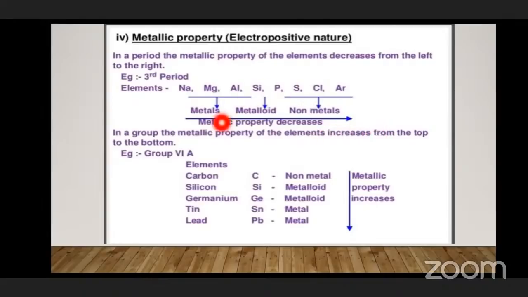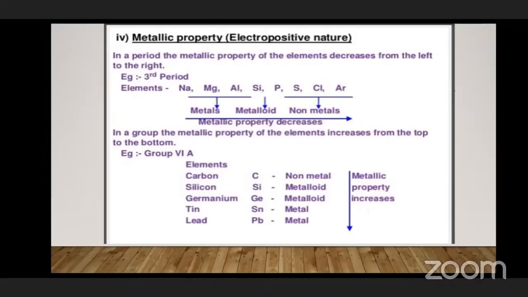So finally, we can call it electropositive nature also. Why? Because by losing an electron, that element is getting which charge? A positive charge or not? So this is called electropositive nature. Either the electropositive nature or metallic property along the period, from sodium to argon or any period from left to right, decreases. In the group, it increases.